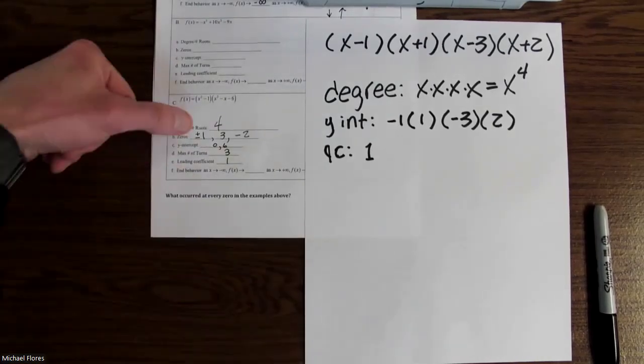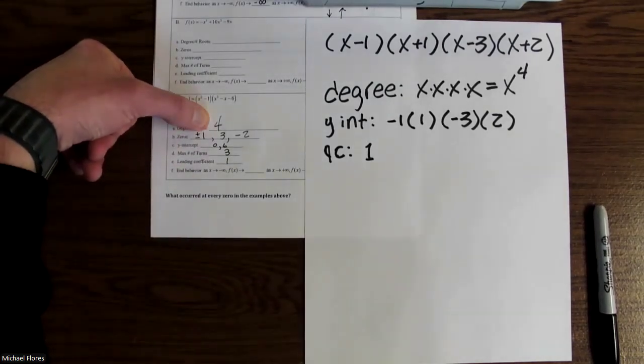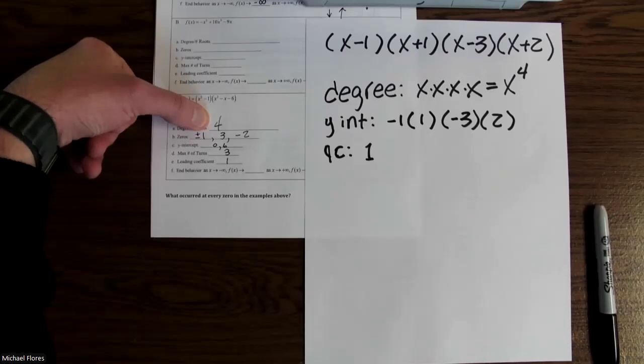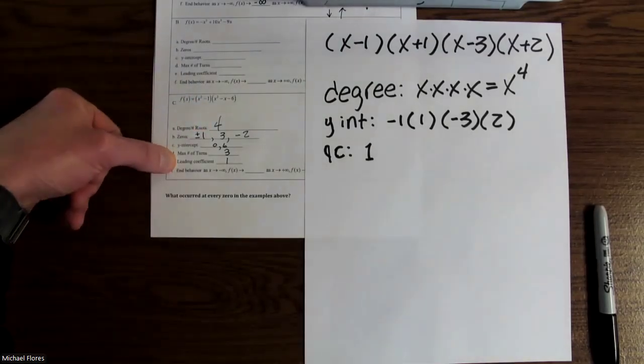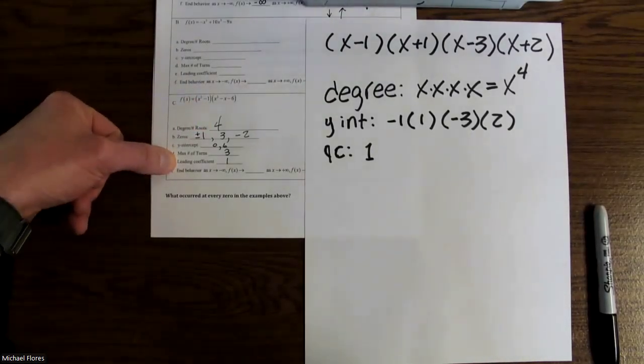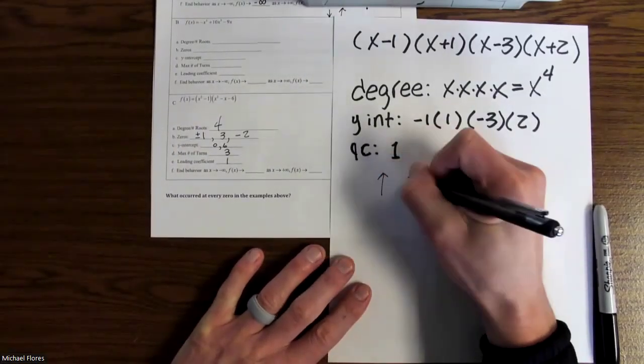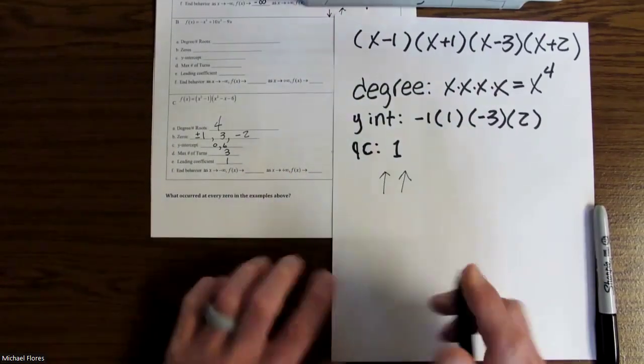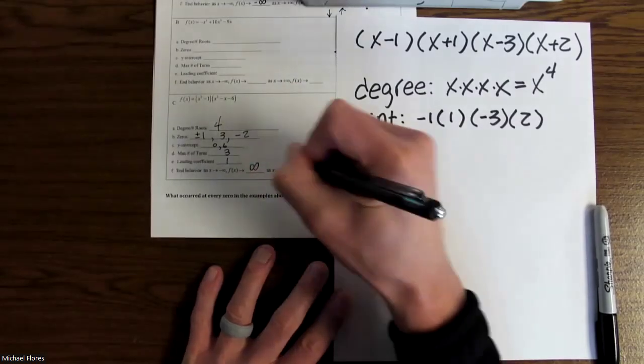End behavior. This is an even degree polynomial. So same direction. Up, up, or down, down. Your leading coefficient, good, is positive. So it's going to be up, up. So both of these blanks need positive infinities.